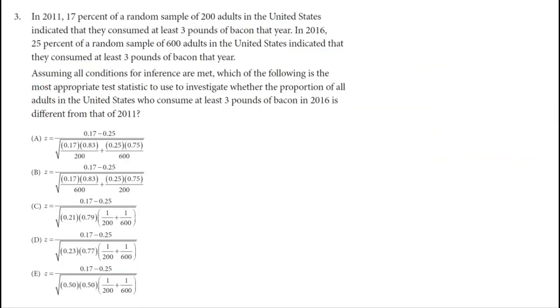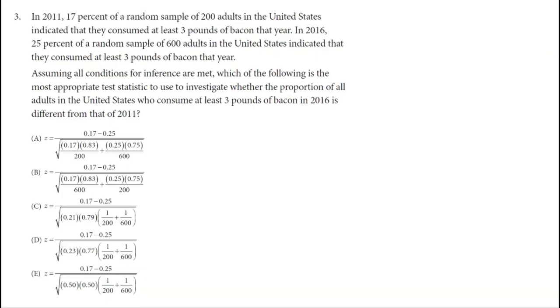All right, here then this problem says in 2011, 17% of a random sample of 200 adults in the United States indicated that they consumed at least 3 pounds of bacon that year. In 2016, 25% of a random sample of 600 adults in the United States indicated that they consumed at least 3 pounds of bacon that year. Assuming all conditions for inference are met, which of the following is the most appropriate test statistic to use to investigate whether the proportion of all adults in the United States who consumed at least 3 pounds of bacon in 2016 is different than in 2011?